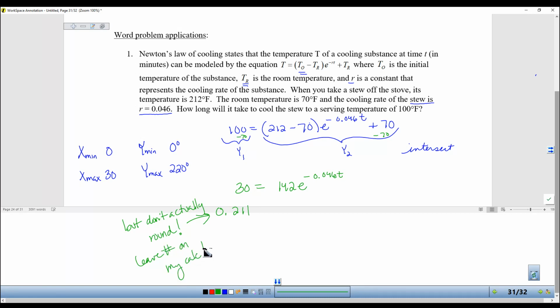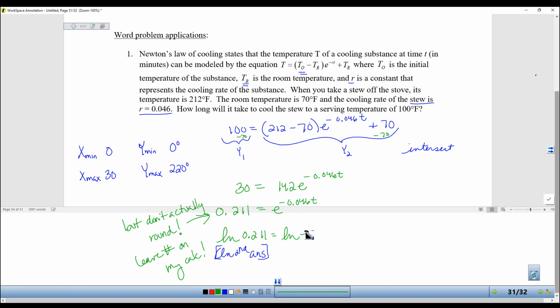That's super important that you don't round mid-problem. Is equal to e to the negative 0.046 t. Now I'm going to take the natural log of both sides. And the way you can do that on your calculator is to hit the natural log button and then hit second answer. So I'll put it like this. Natural log, second answer. That's how you can get your calculator to keep that same number without even storing it.